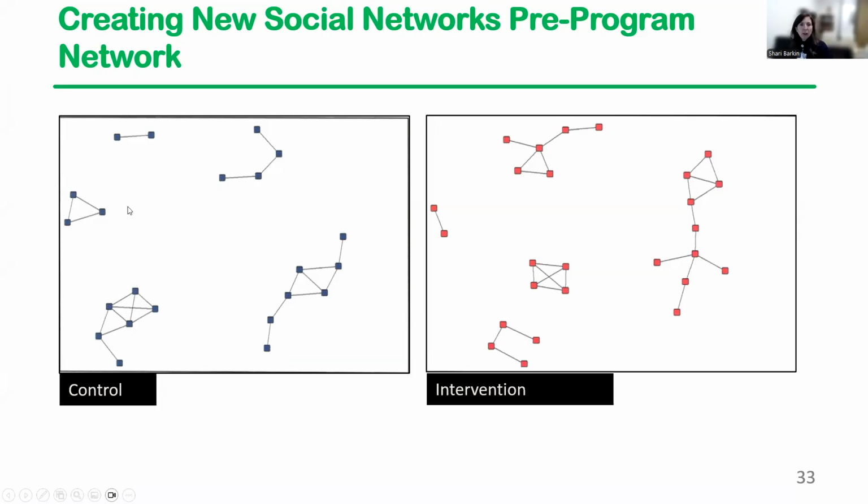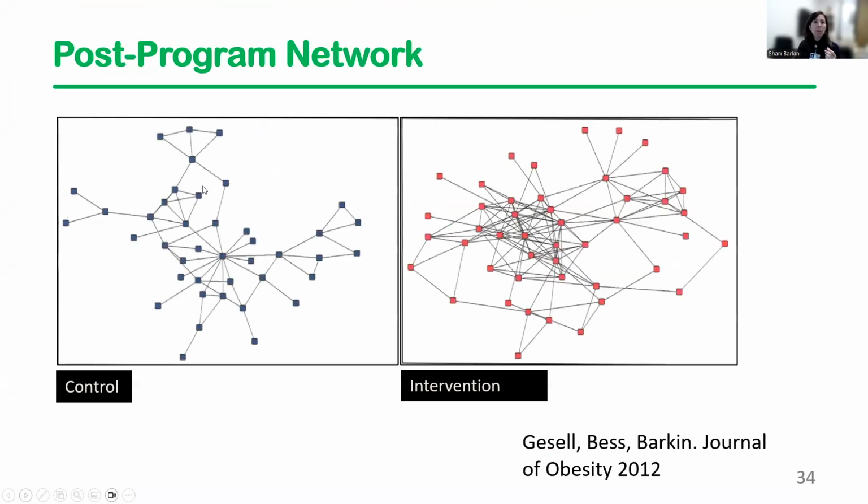So here you can see that they had some sort of connection to each other. The intervention group had a little bit more than the control group, but after our intervention, while the control group did increase their density of the network, the intervention group increased their density by more than threefold. And that affected whether they continued to use parks and recreation for family physical activity.